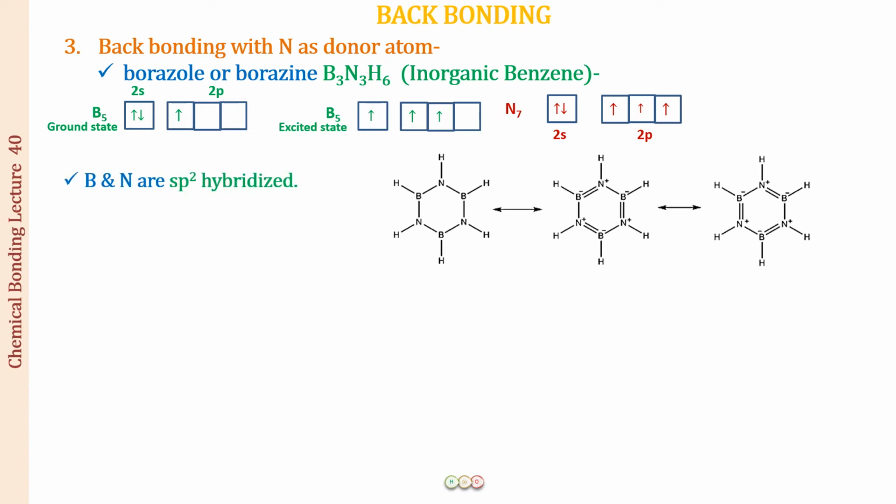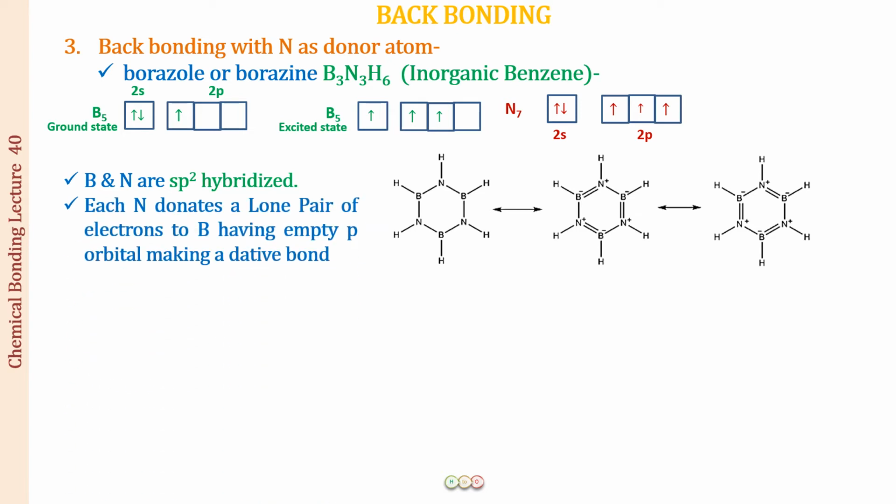Alright, and after this, nitrogen has a lone pair of electrons. Boron has an empty orbital. So each nitrogen is going to donate a lone pair of electrons to one boron atom having an empty p orbital, making a coordinate bond. And this is going to be a pi coordinate bond because already one sigma bond is present between boron and nitrogen. So this is going to be an example of back bonding.